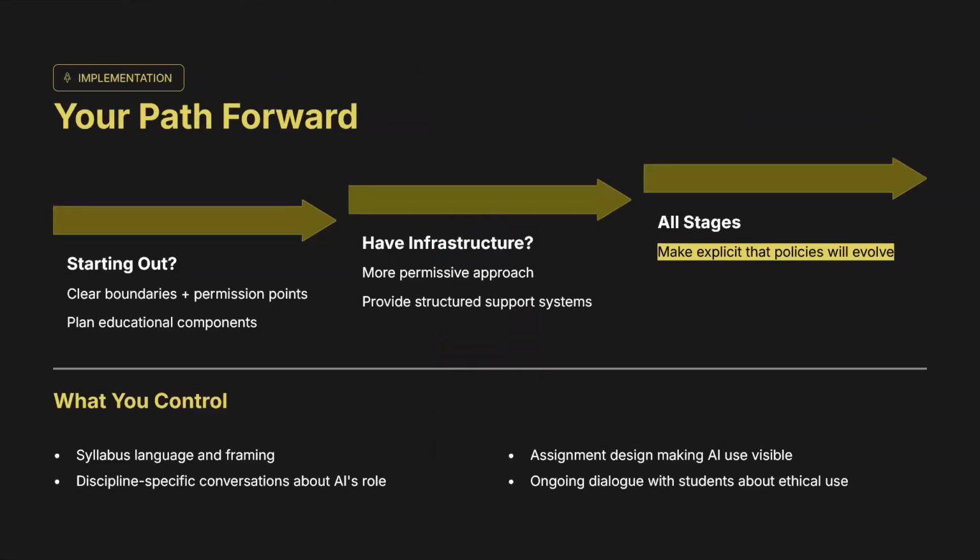So just kind of a path forward for you all. If you're just kind of starting out, think about those boundaries, figure out what those guardrails are, and what your permission points are. At what point are these things acceptable in your classes? And then think about educational components that you can offer to help students better understand those boundaries and permissions. If you've got some infrastructure in place, and like I said, I think we're moving towards that here at Xavier, right? Maybe you're going to take a more permissive approach, right? Like I said, those permissive approaches really are only successful if there's infrastructure in place.